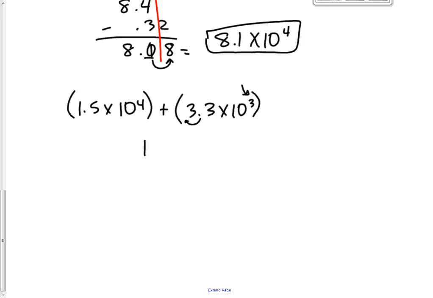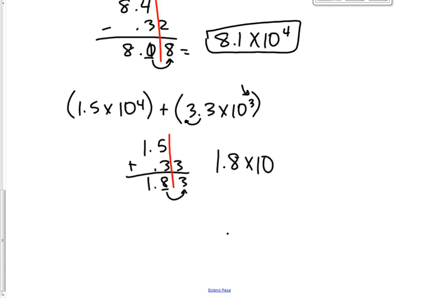So we end up with 1.5 plus 0.33. Put our red line down for our significant figure rule. Add them up: 1.83. We're going to round the 8 and look to the 3, and the 3 tells the 8 to stay the same. So it's 1.8 times 10, and then we bring down our exponent of 4, because that's what we had changed both of the exponents to. Our answer here is 1.8 times 10 to the fourth.